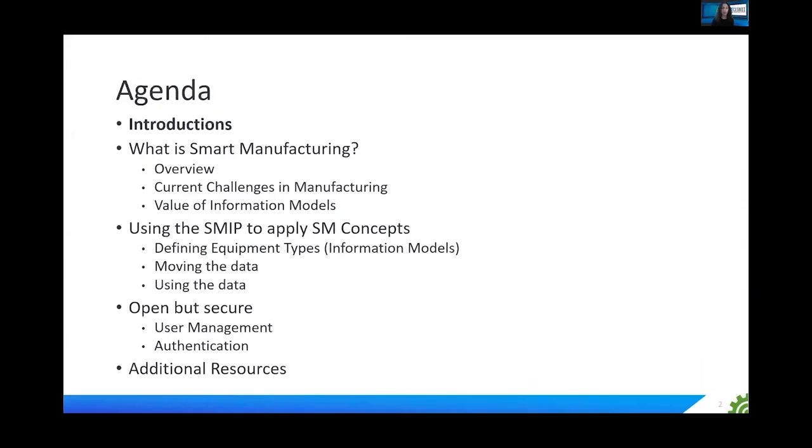Today we'll be talking a little bit about what smart manufacturing is and what current challenges exist in manufacturing, how information models can help with those challenges, and then we'll go into how the Smart Manufacturing Innovation Platform actually applies those concepts by defining equipment types or information models, moving the data into the platform from a connector, and then using the data within the platform to visualize it and be able to make some decisions.